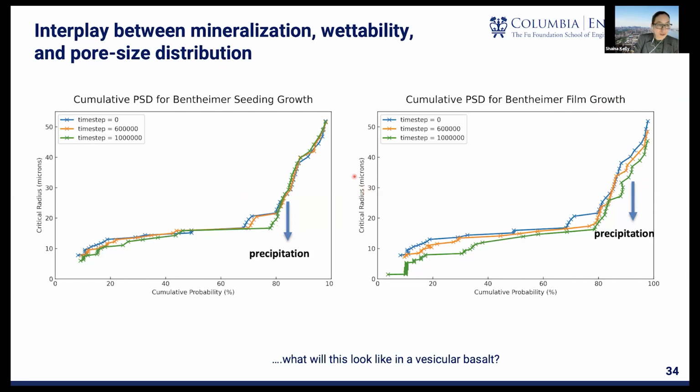I know this is an unconventional way to look at pore size distribution. Tianzhao likes to plot it this way, but we can always flip the axes as needed. So again, maybe you say, why does this matter? Well, if you're closing off certain throats, that is going to matter, especially if that's in the vicinity of your wellbore. So my question is, what will this look like in a vesicular basalt? Still in progress, but so far, a lot of closure. More to come on that.